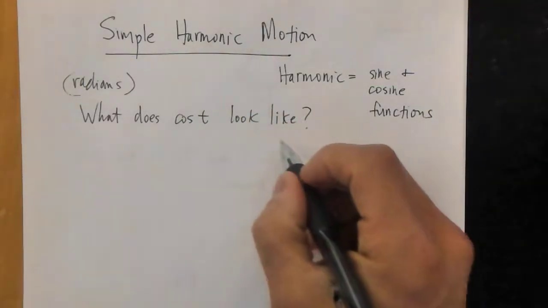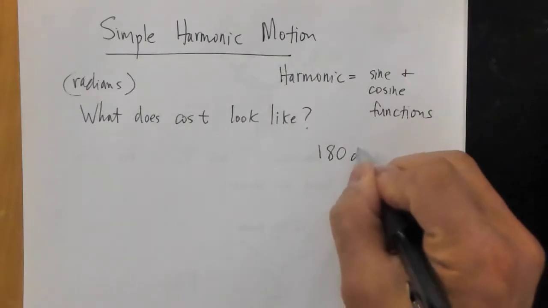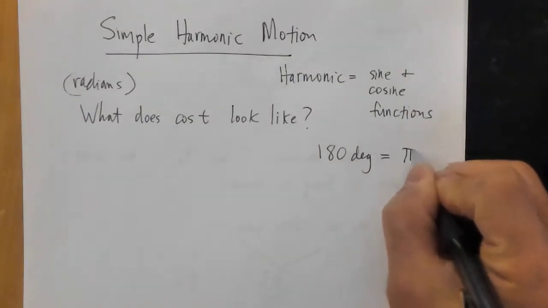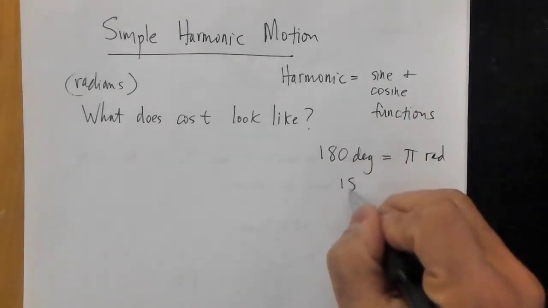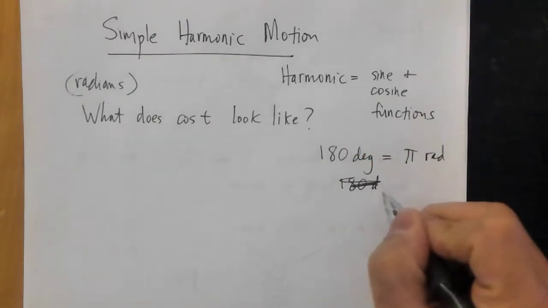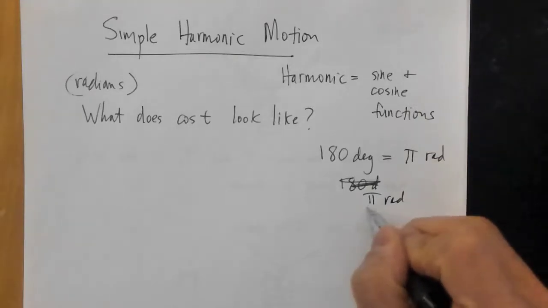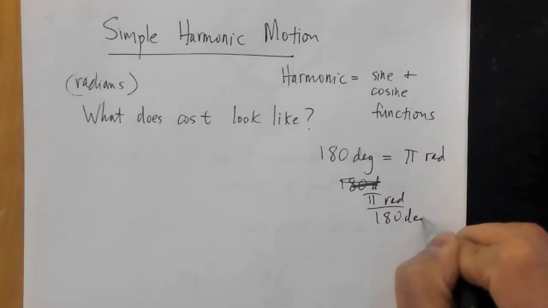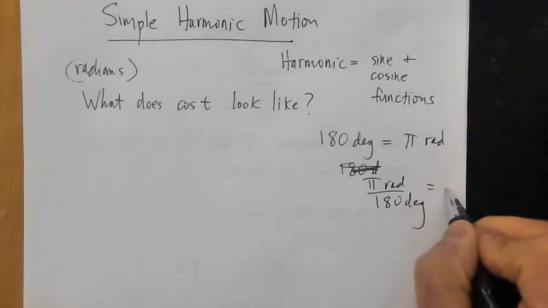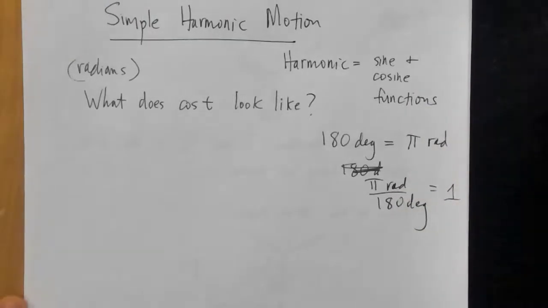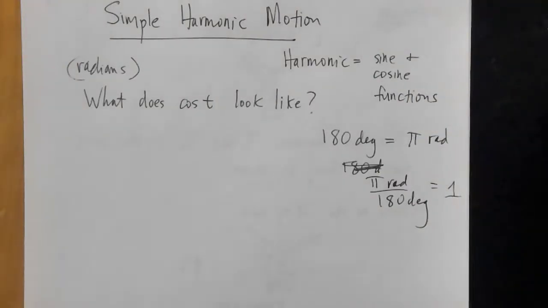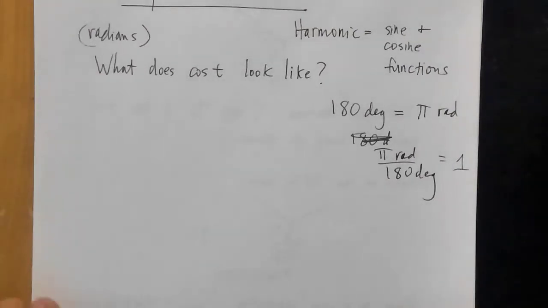So the conversion is 180 degrees is equal to pi radians. Okay, so if you want to take ratios, you can multiply by 1, or maybe you want to go this way, pi radians over 180 degrees. That's equal to 1. Okay, but back to the question, what does cosine of t, where t is in radians, look like?